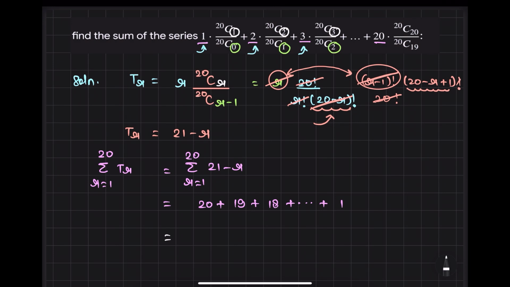Okay, so you know that S_n for that case is n times (n plus 1) by 2. So let's apply the formula of the sum of the first n natural numbers. So it is 20 into (n plus 1), 21, by 2. So it is 10 times 21, so it is 210. So the required sum is 210. I hope you got the approach and you can handle similar situations. Okay.